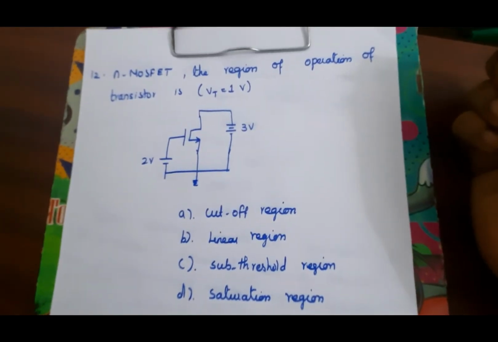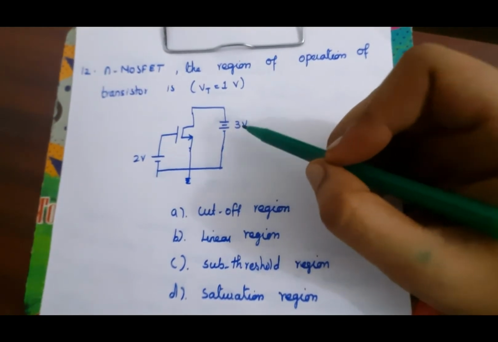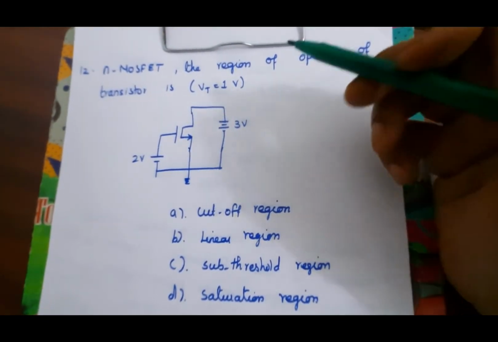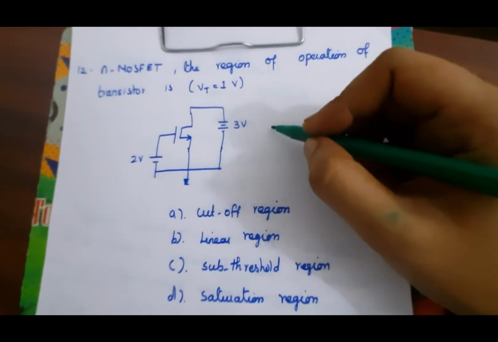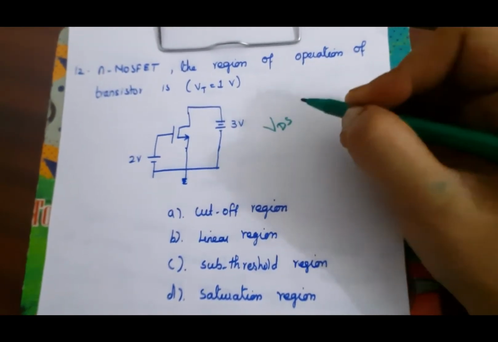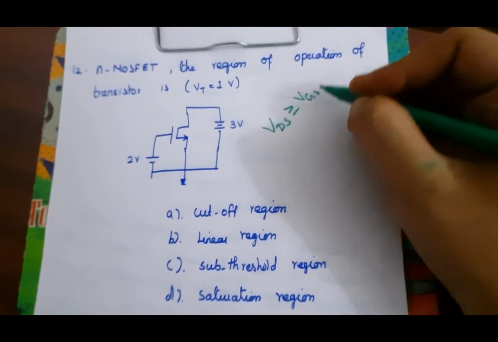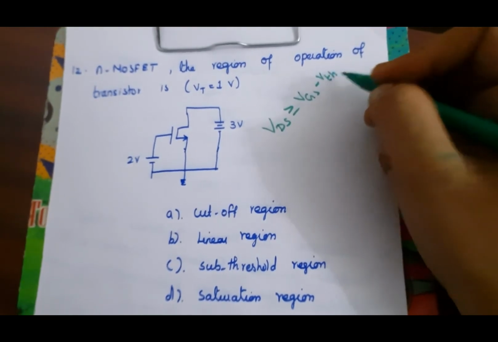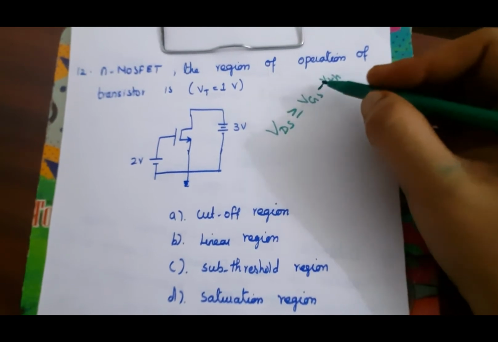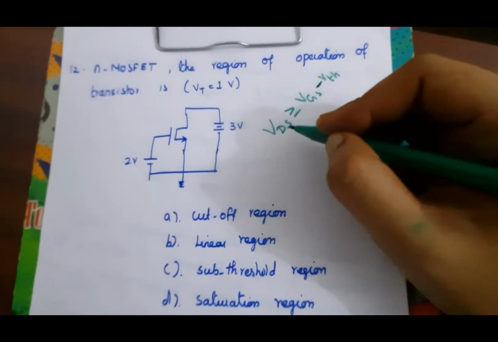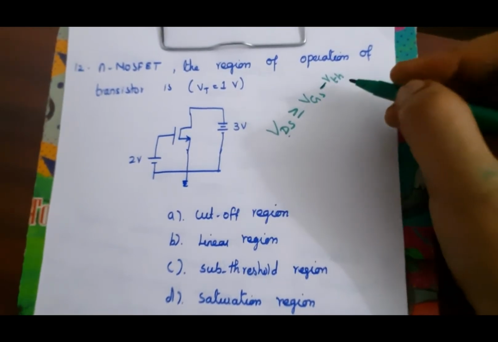Next question: for an N MOSFET, the region of operation of the transistor is. Here VT is equal to 1 volt. To find the region, check whether VDS is greater than or equal to VGS minus the threshold voltage. This is an N MOSFET, so it is the minus symbol; for a P MOSFET we have to put the plus symbol here. If this condition is satisfied, the transistor operates in the saturation region.